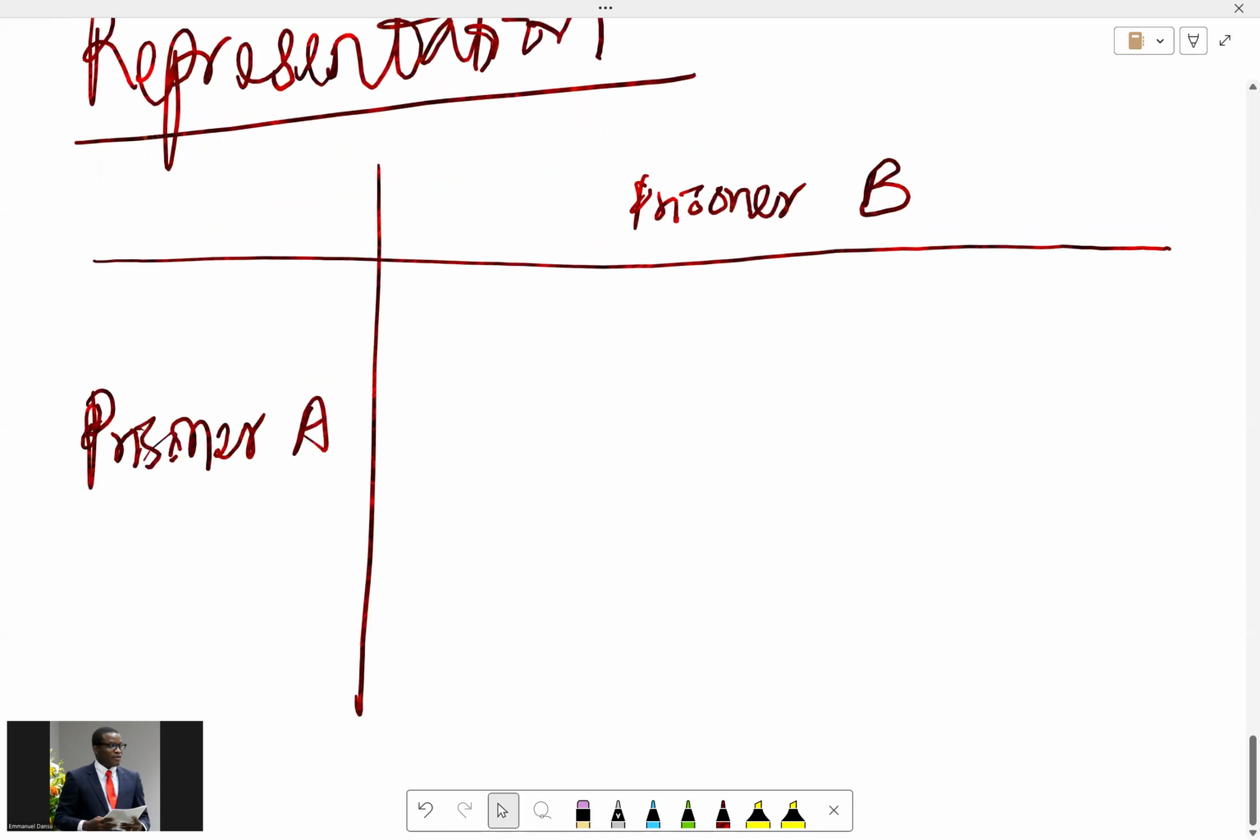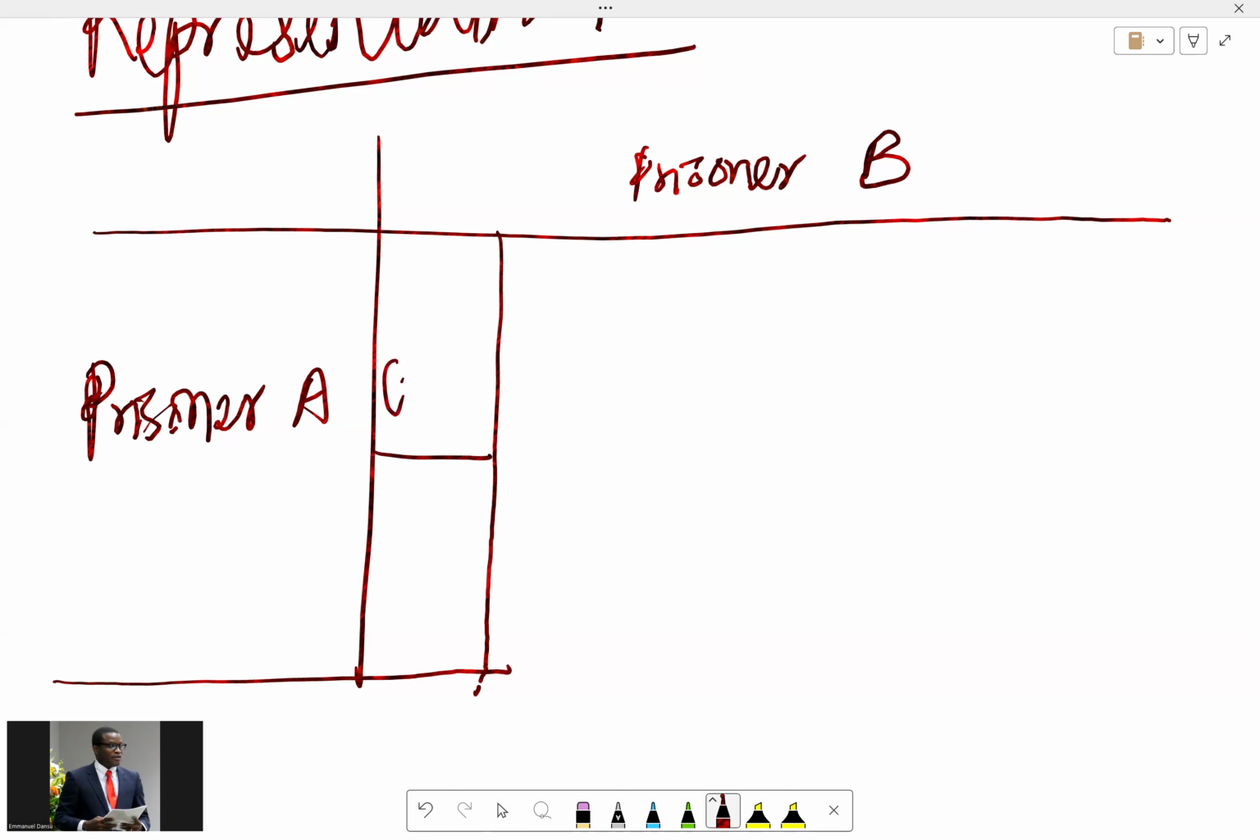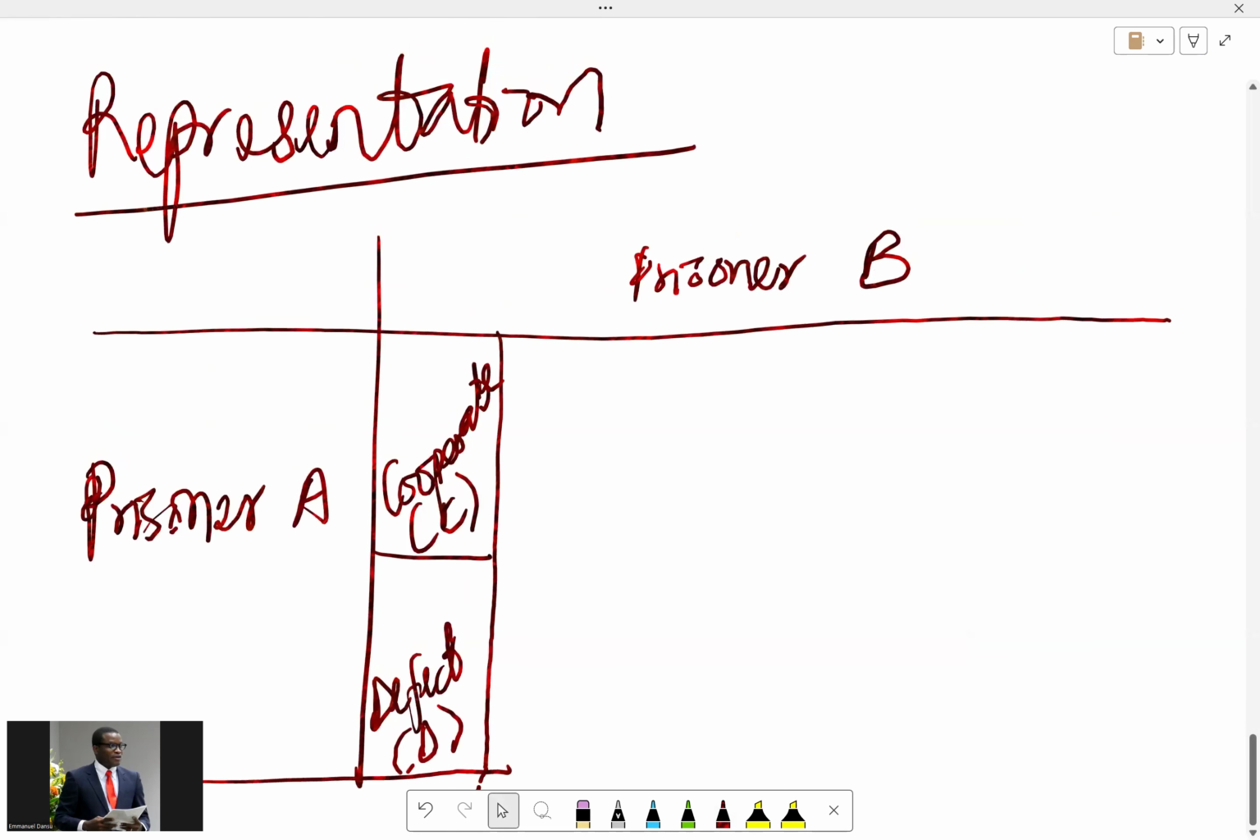Okay, so prisoner A has two options. Prisoner A can cooperate. Prisoner A can defect. That is C here, D here. On the other hand, prisoner B, I guess I want to move it up.